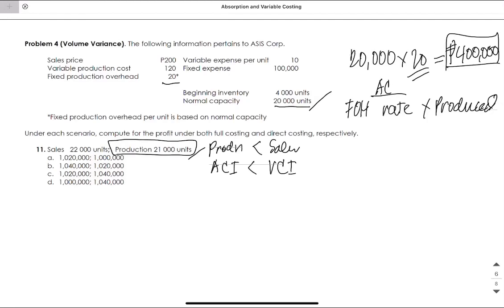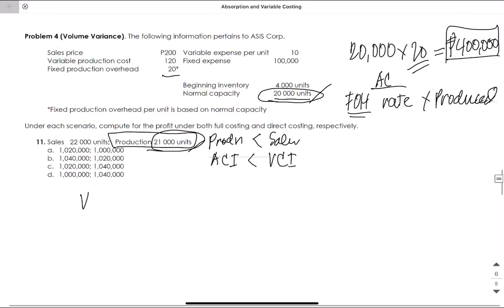Now there are two figures related to production. So we have the normal capacity of 20,000 and the actual production of 21,000. So what are we going to use in computing for the total fixed overhead? Okay, so let's compute first the volume variance. Then let's illustrate the effect of this volume variance on the computation of operating income. The formula to compute for the volume variance would be as follows.